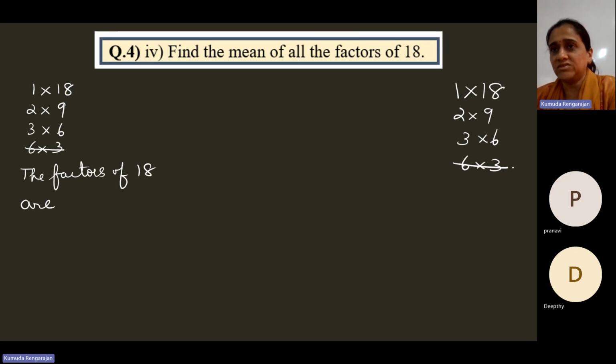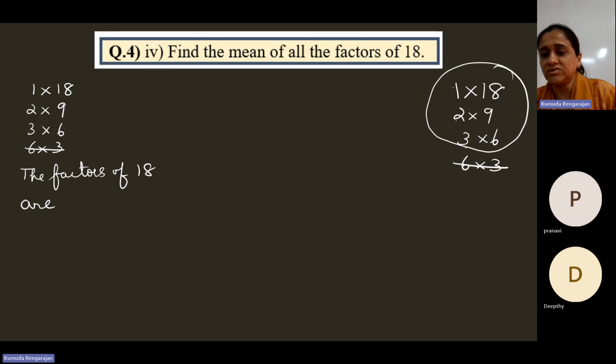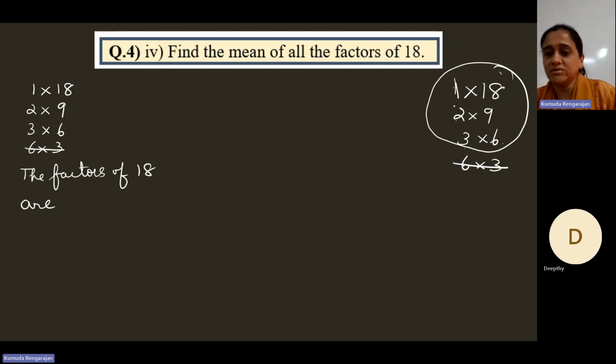You have 3 sixes are, and now the commutative property of multiplication. 3 sixes are, 6 threes are. Both are the same. So stop there. You don't have to go further. You have all the factors of 18 here. Write the numbers in this U formation: 1, 2, 3, 6, 9, 18. These are the factors of 18.